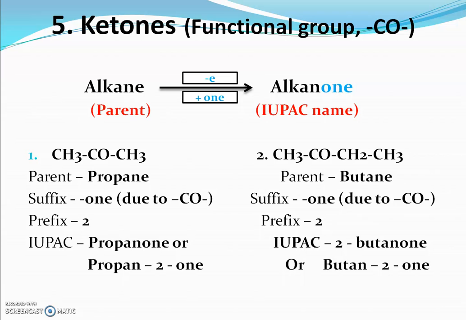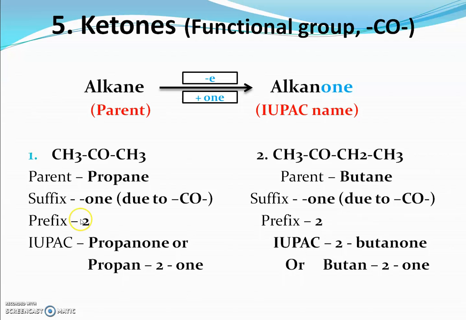Let us understand by taking 2 examples. The first example is acetone having formula CH3COCH3. Now as you can see, there are 3 carbon atoms in this chain. The parent is propane. The suffix is ONE because there is a keto group. The prefix is 2. Now you can see that in the functional group there is already a carbon atom. The functional group is the CO group, meaning keto group, and in that keto group there is a carbon.